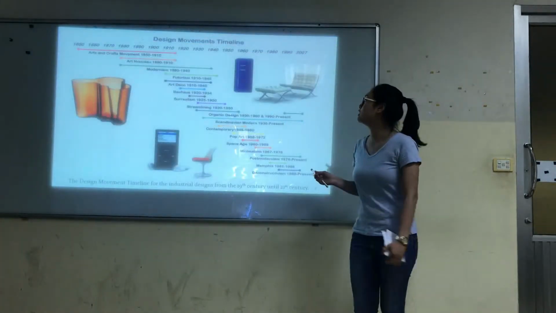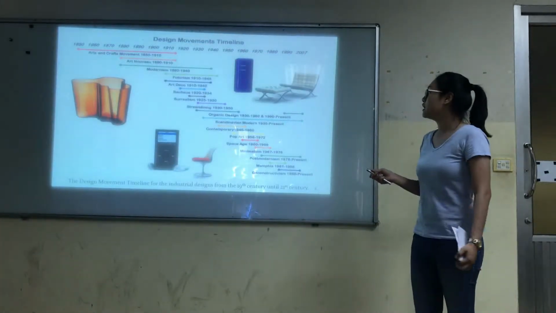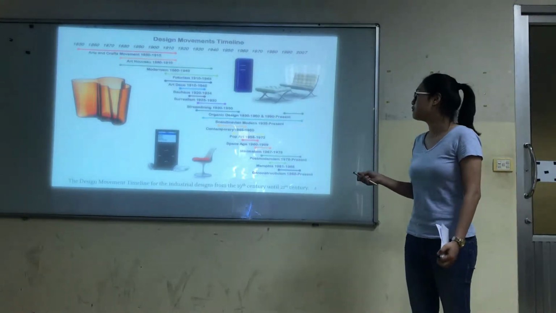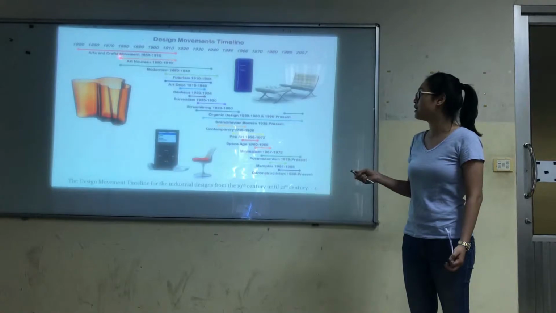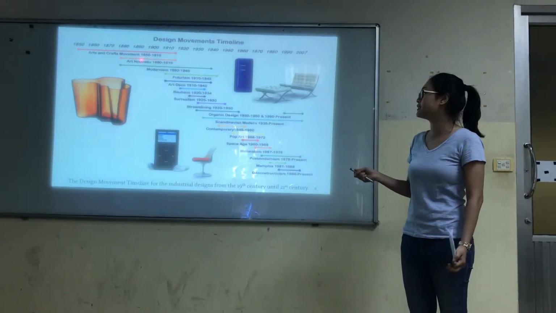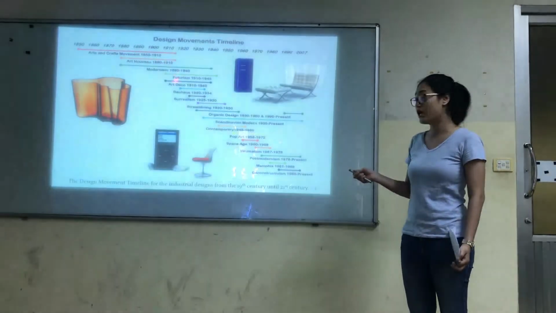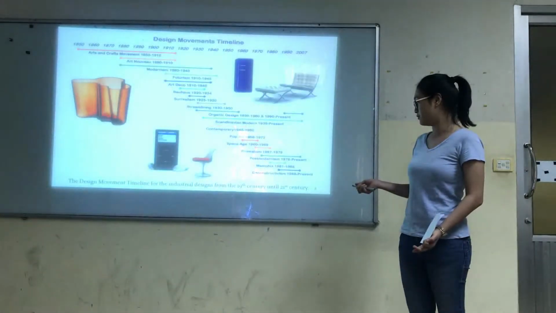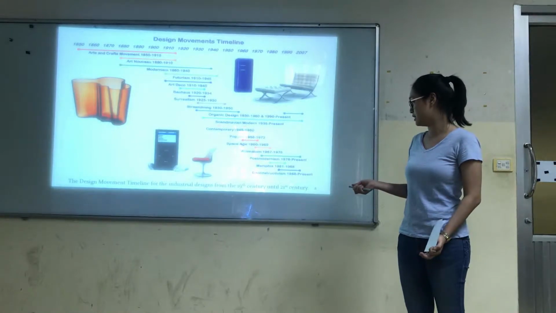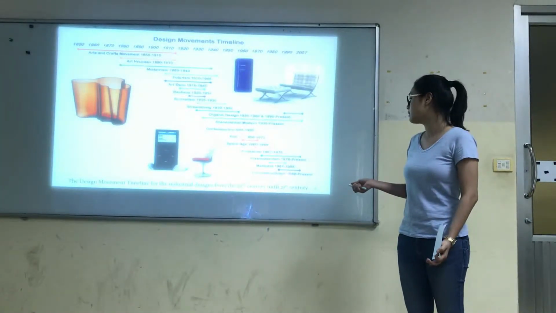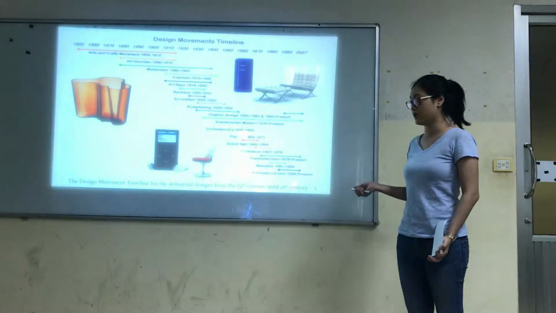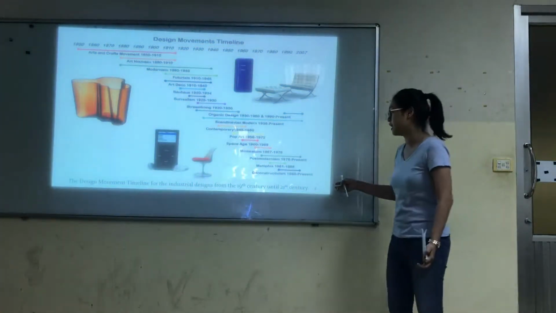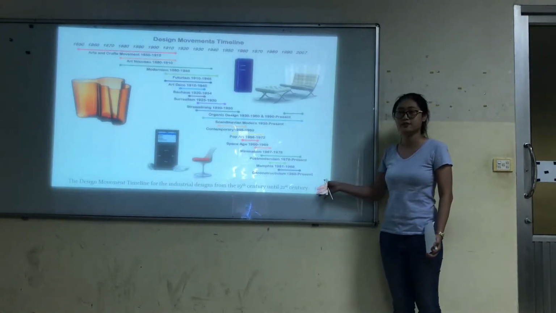And for the design movement timeline, it was recorded from 1850 until the present. The first is the arts and crafts movement from 1850 until 1915, and it developed until the present, with constructivism from 1980 until the present. That's all for the design movement timeline for industrial design from the 19th century until the 21st century.